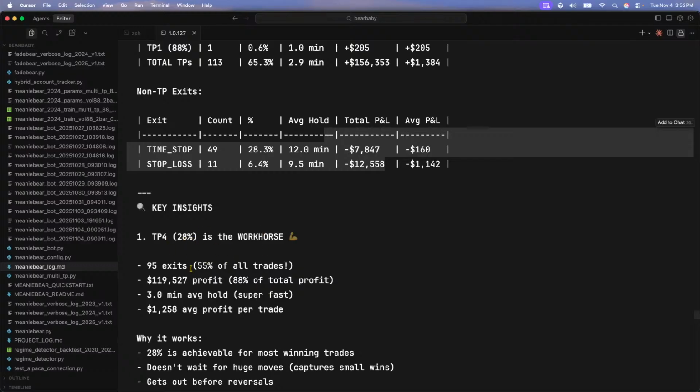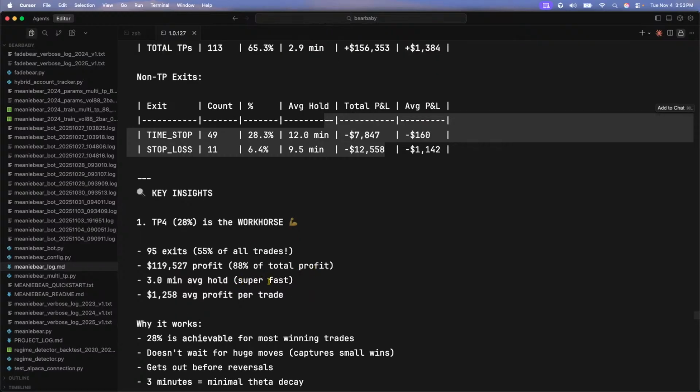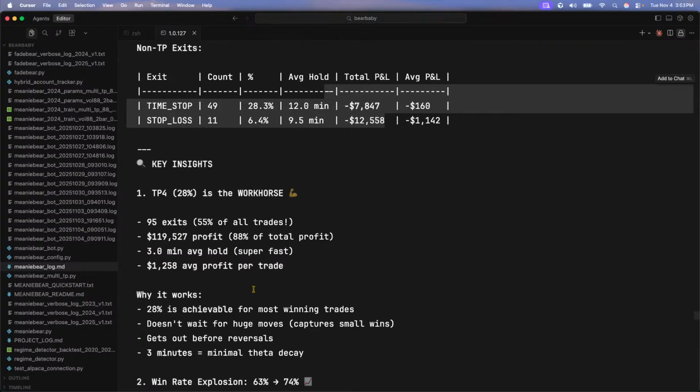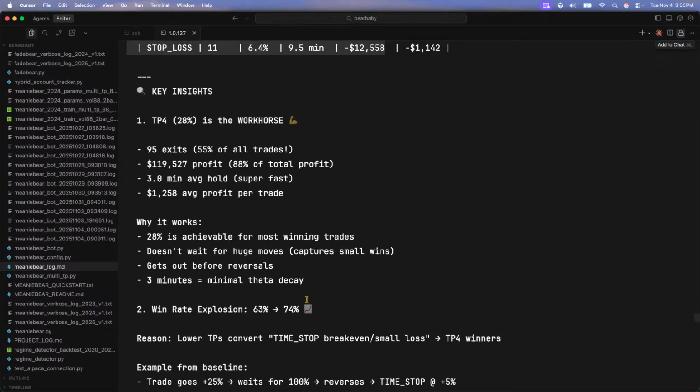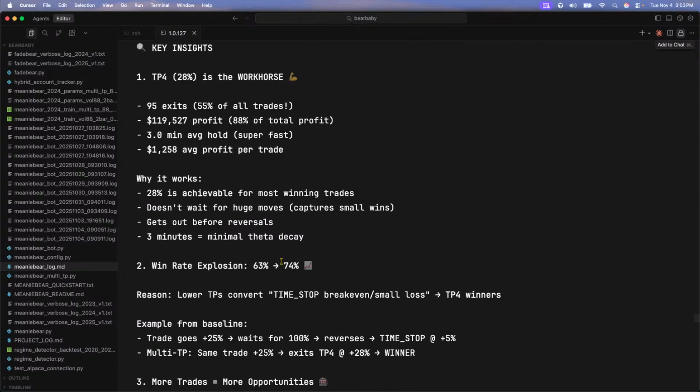TP 28 is the workhorse. 95 exits, 55% of the trades, 119,527. 88% of the total profits. 3 minutes, super fast. 1,200 was the average per trade. Why does this work? 28% is achievable for most winning trades. Doesn't wait for huge moves. Captures small wins. Gets out before reversals. The 3 minutes equals minimum theta decay.